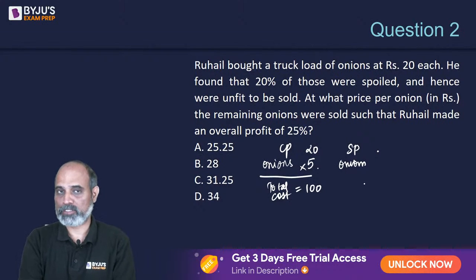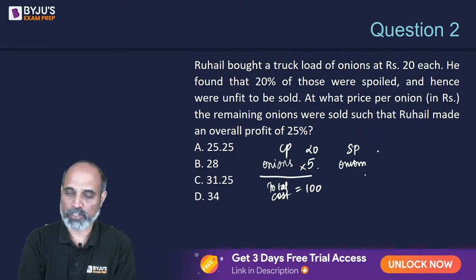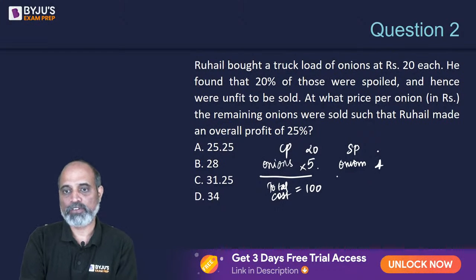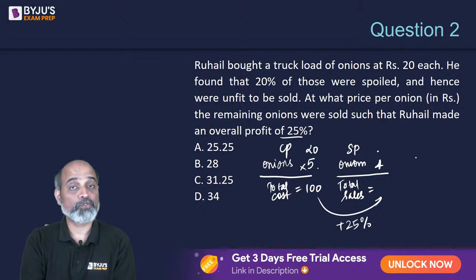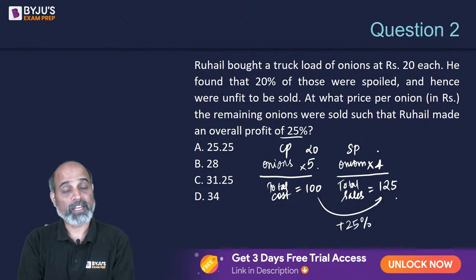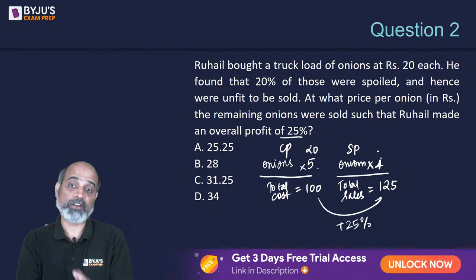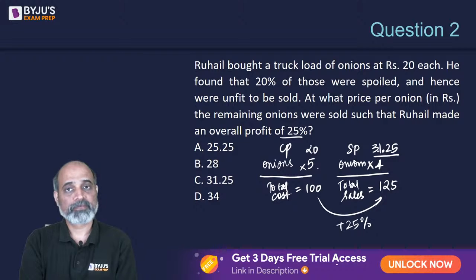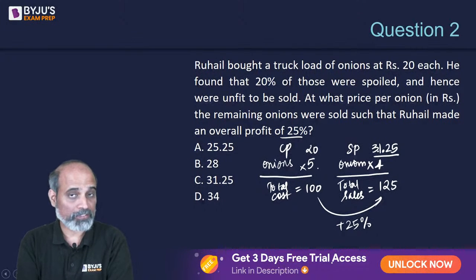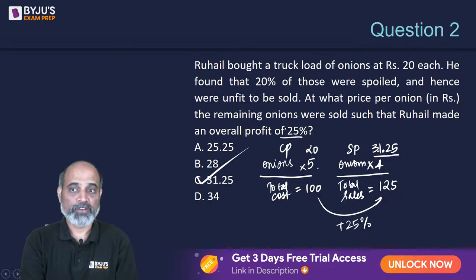Why? Because 20%, that is, out of every 5, 1 onion was spoiled. So he ends up selling only 4 onions, such that his total sales should be a number which is 25% more than 100. Why? Because he needs an overall profit of 25%. So it should be 125. So what value into 4 gives 125? Or can we say that value will be 1/4 of 125, which if you solve is going to be 31.25. So he is supposed to sell the remaining 80% of the onions at rupees 31.25, which gives us option C as the answer.